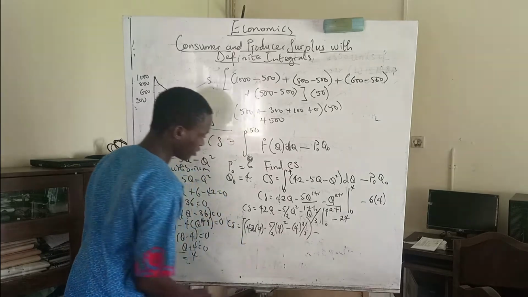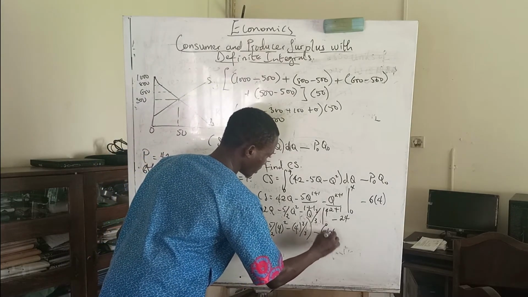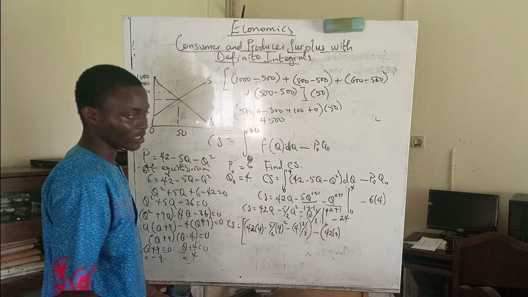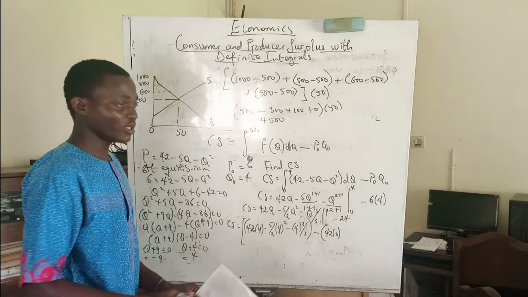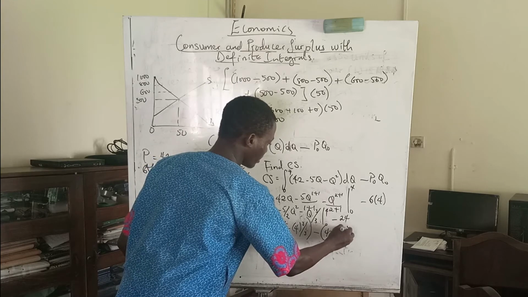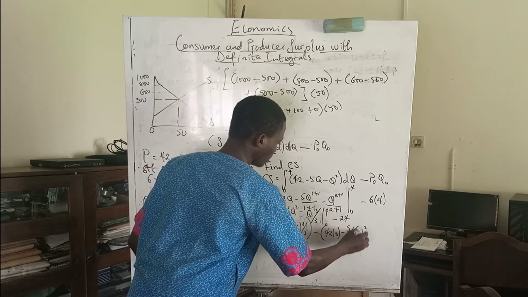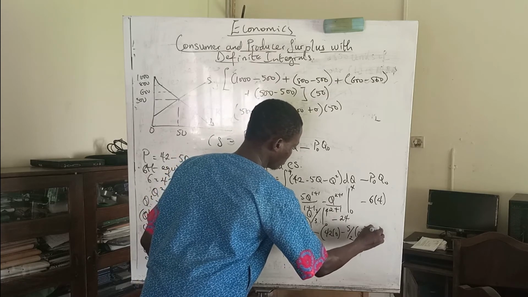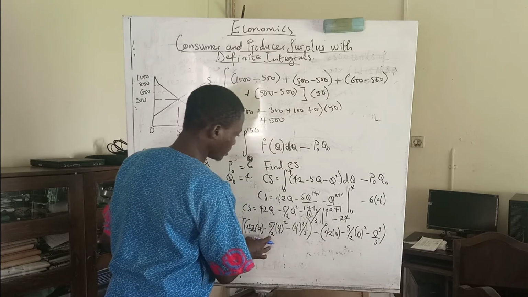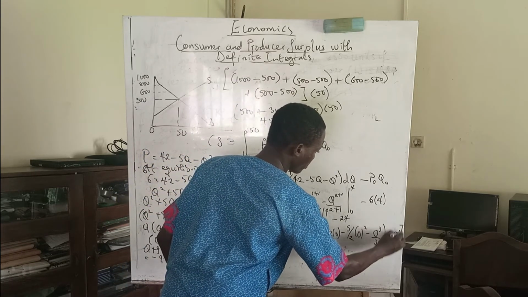So we move into the second one, which is 42 into bracket 0, minus 5 over 2 into bracket 0 squared, minus 0 cubed divided by 3. Don't just cancel it out and say it is 0 and everything there becomes 0. It doesn't work that way all the time; make sure you solve it out. So we close this, this minus this, then minus 6 times 4, which is 24.